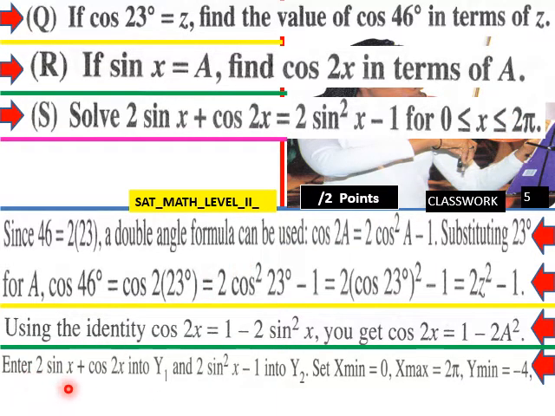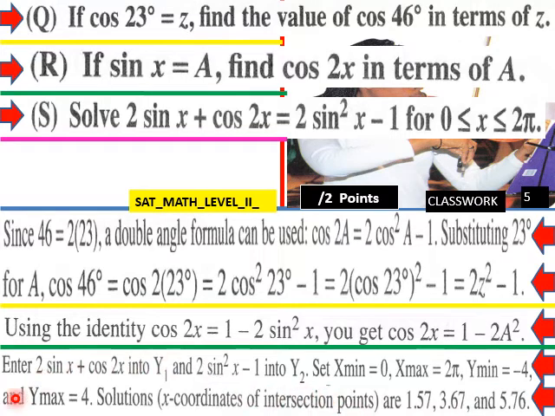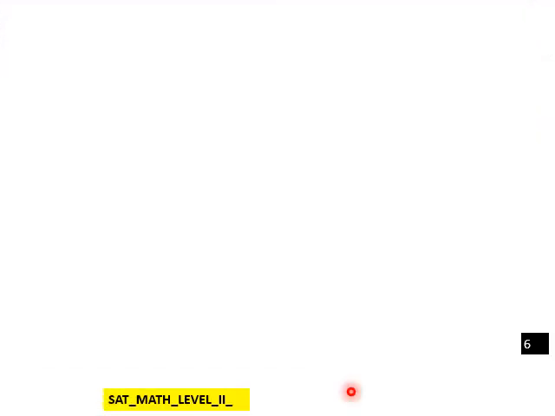So enter 2 sine x plus cosine 2x into y1 and 2 times sine squared x minus 1 into y2. Set your x min at 0, x max equals 2 pi, and then your y min equals -4 and y max equals 4. Solutions, or the x coordinates of intersection points, are 1.57, 3.67, and 5.76. That should come up on your calculator.